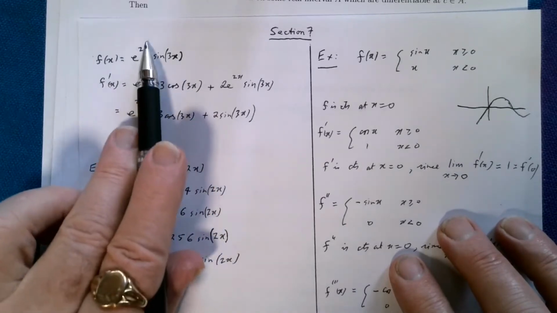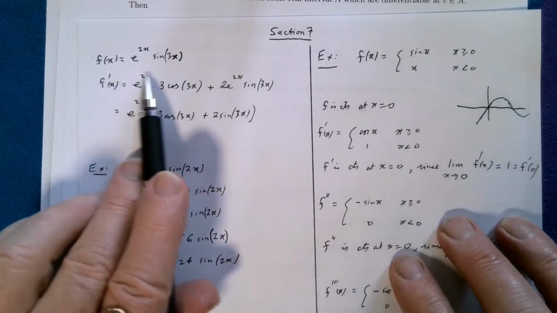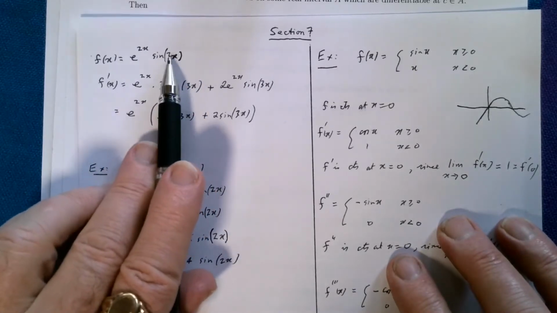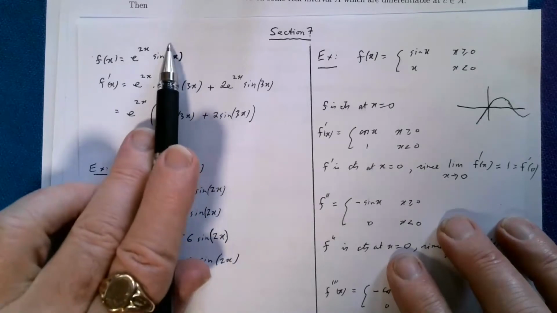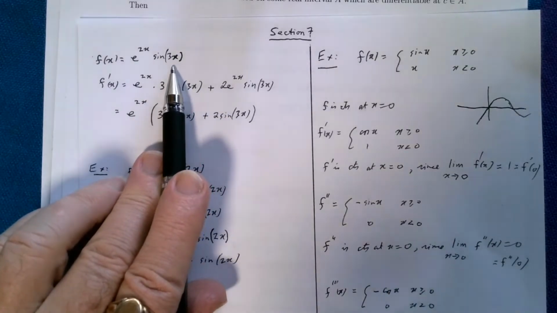You could put it around here as well, but there's always the danger here that you might cancel or do something silly with this. It's sine of 3x, and so we should put little brackets around it to remind us not to do anything silly.